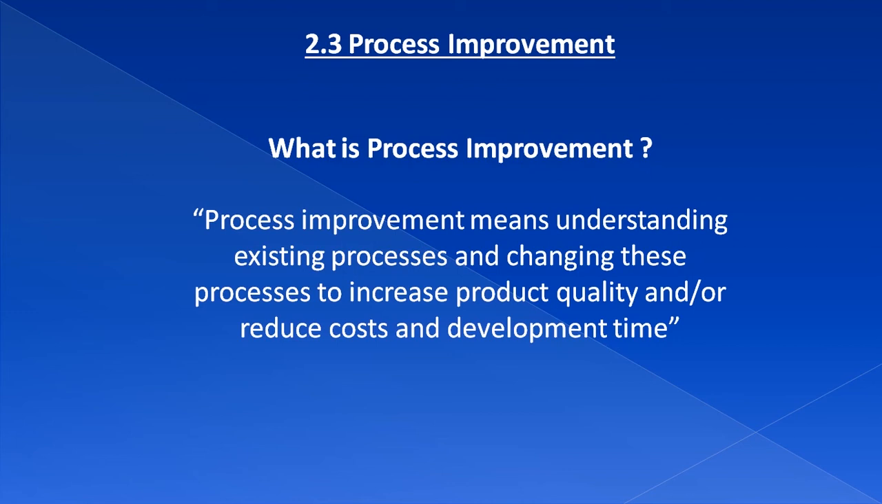Process improvement means understanding the existing process and changing it to increase quality, reduce cost, and reduce development time. These are the 3 main targets of a company: to improve their quality, reduce their cost, and reduce the development time. Talking about process improvement approaches, there are 2 approaches for process improvement.